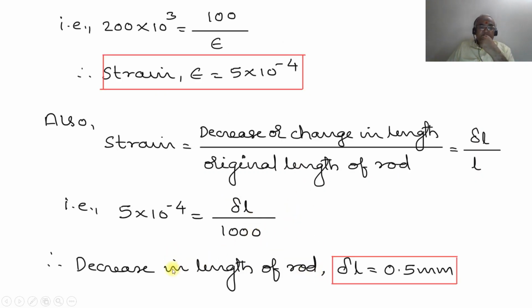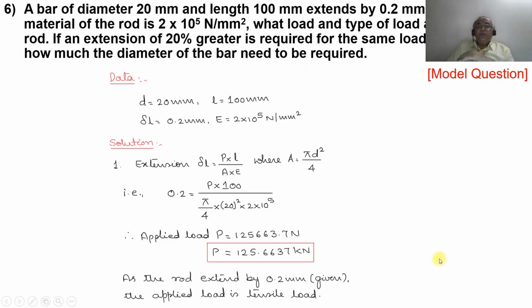So on cross multiplication, therefore, the decrease in length of the rod, delta L, is given by 0.5 mm. So this is how you will be able to find out the solution. Next, we are going to take up one more problem, that is problem number 6.